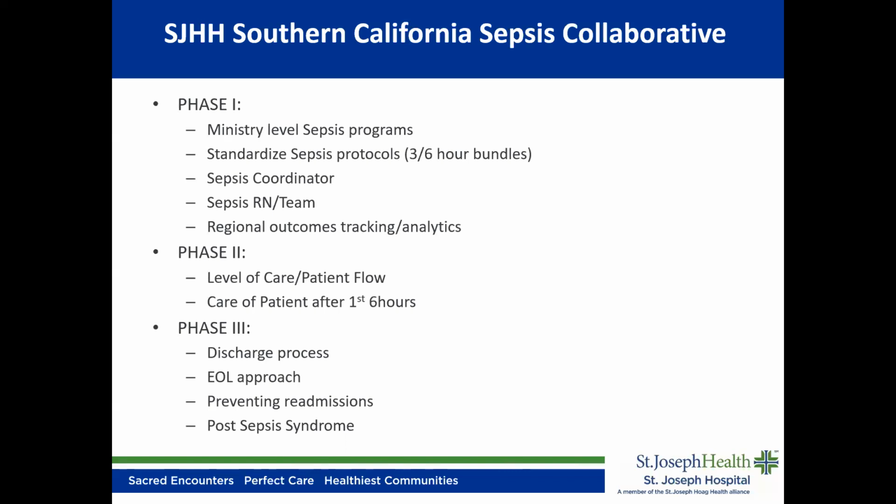And then we moved into phase 2, which was really about after the 3- and 6-hour bundles and where the patient went and how the patient flowed through the system. Phase 3, we are actively working on now, in addition to the other 2, and that's really more around a safe discharge from the hospital. And so not only is that to prevent readmissions, but it's also to address the needs of patients in the post-acute care setting, looking at post-sepsis syndrome, and also looking at end of life.